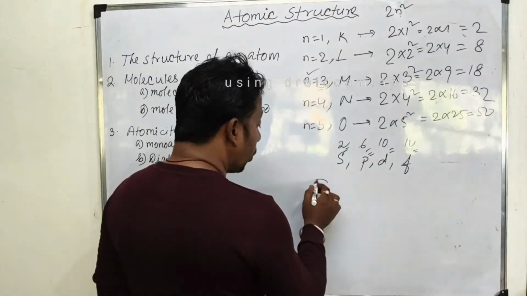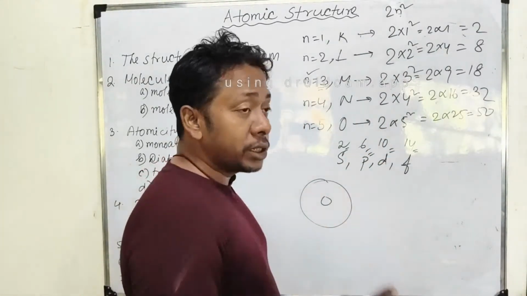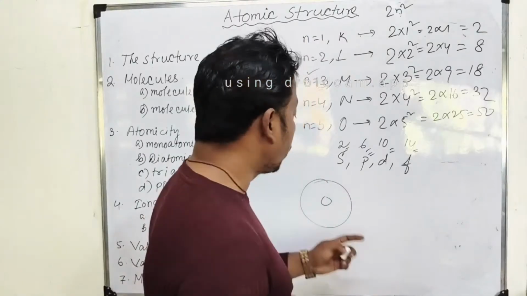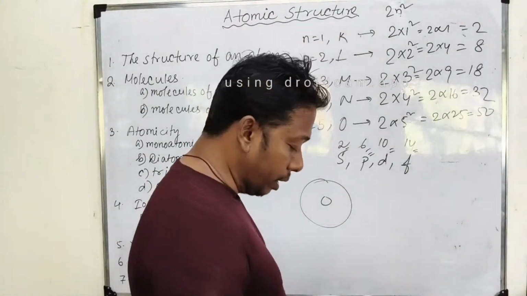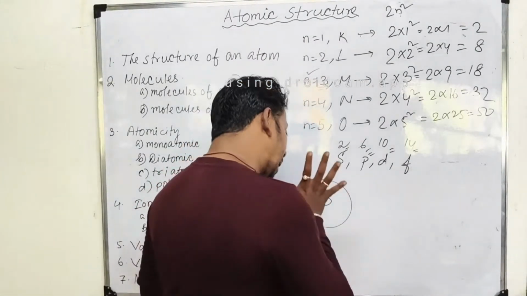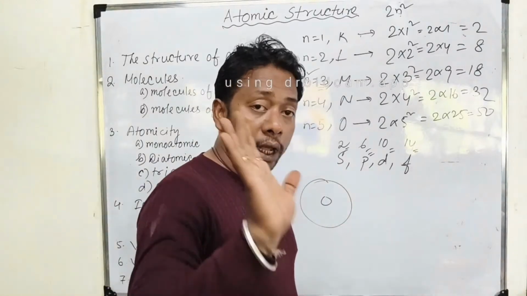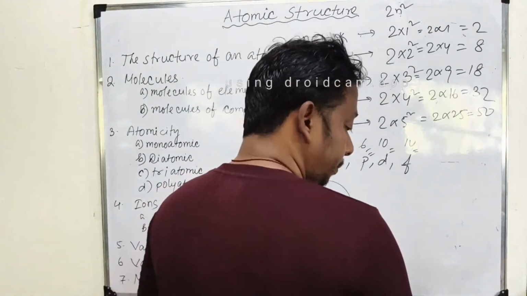But remember one thing: the last shell can contain only 8 electrons. Maybe less, but its capacity is only about 8 electrons.